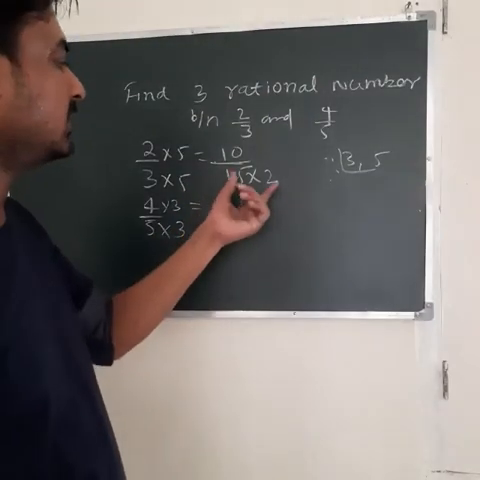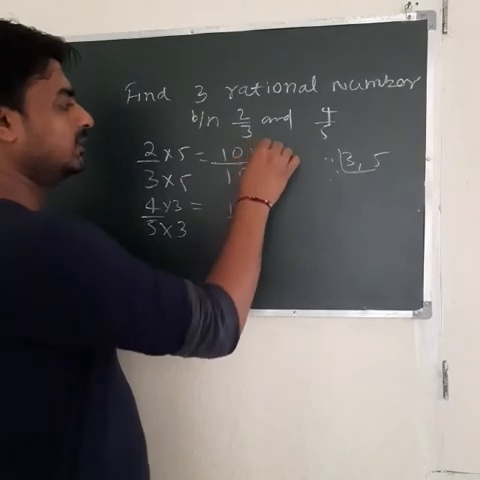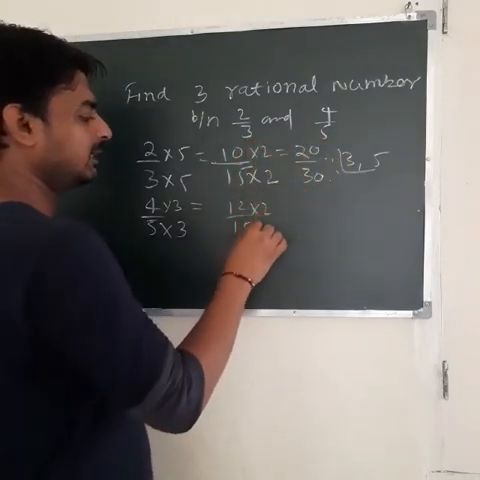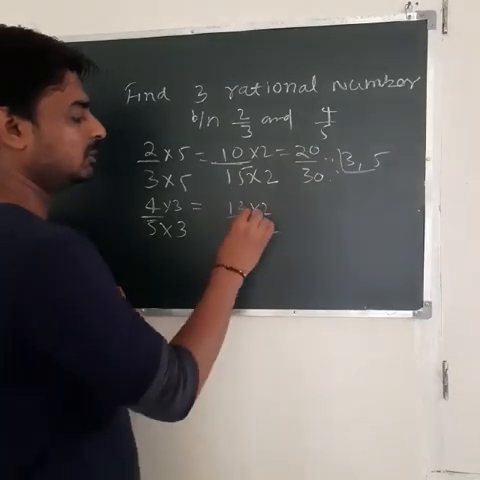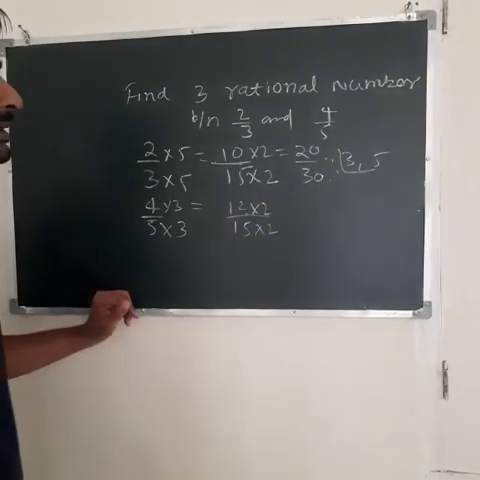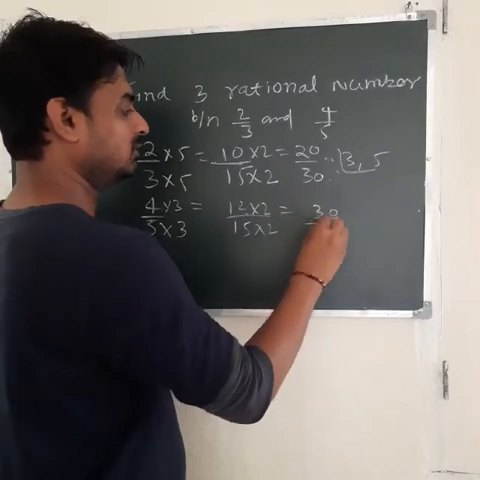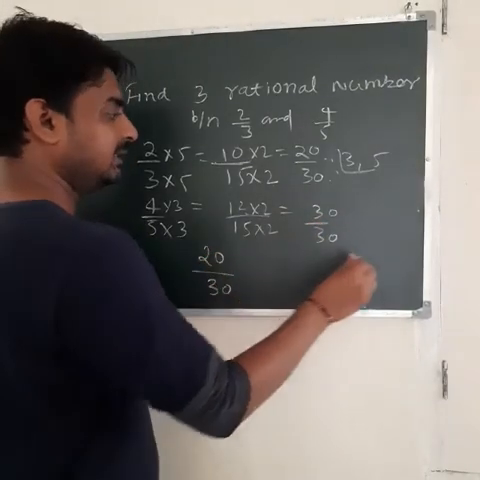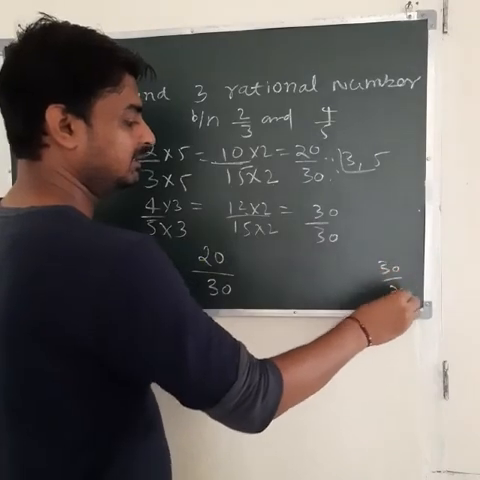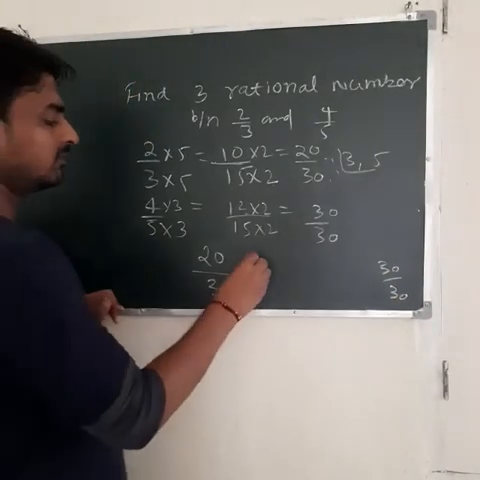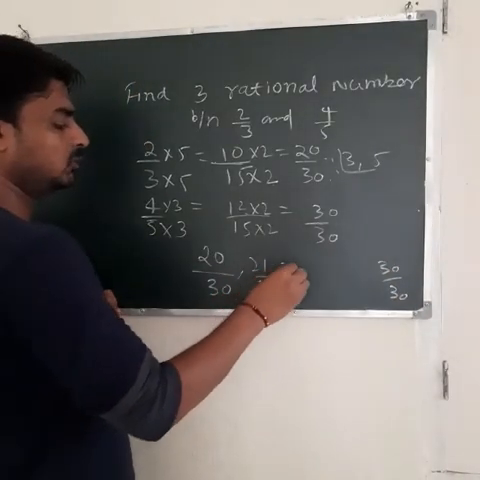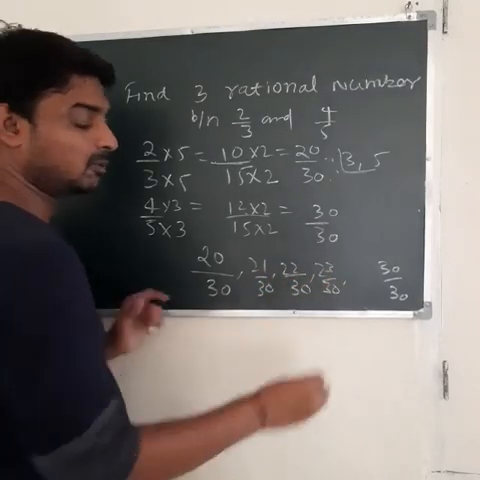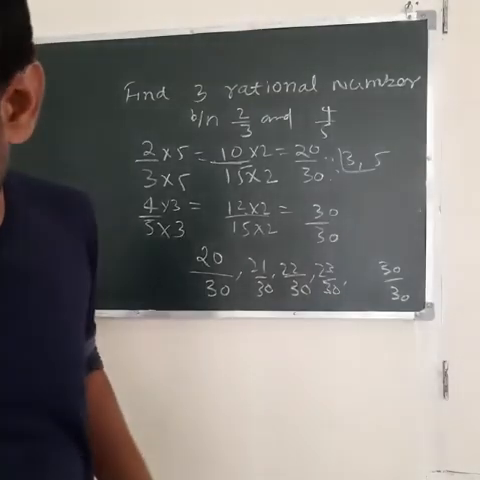So again, multiply it by 2. Again 2 equals 20 upon 30. Here again multiplied by 2 with the denominator, also multiplied by the same number with the numerator, equal to 30 upon 30. Now in between 20 upon 30 and 30 upon 30 there are 21 upon 30, 22 upon 30, 23 upon 30, 24 upon 30, and so on.